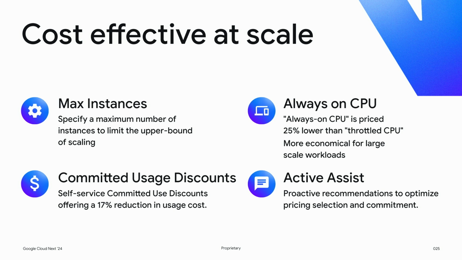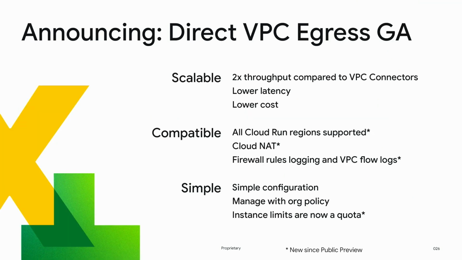So that's great. We're done. Cloud Run is secure. It's cost-effective. That's awesome. But that's not all, right? It has to work with what you already have. It has to work with the systems that are in your existing architectures. And for that, I'm very happy to announce the GA of Direct VPC Egress for Cloud Run.